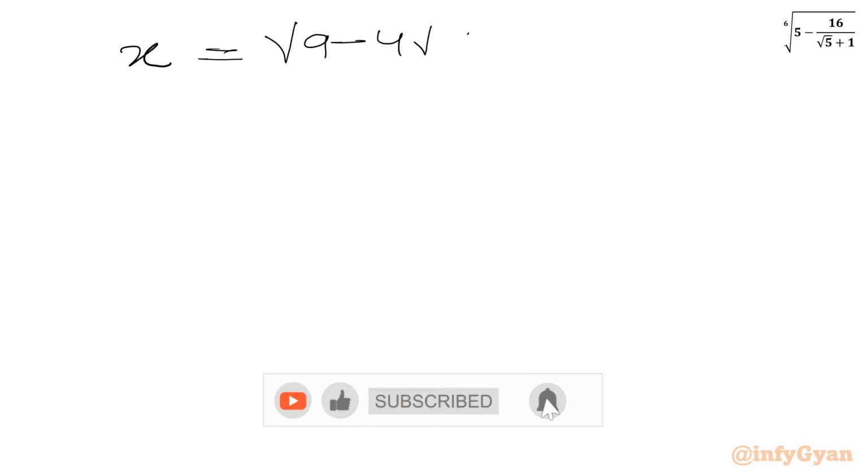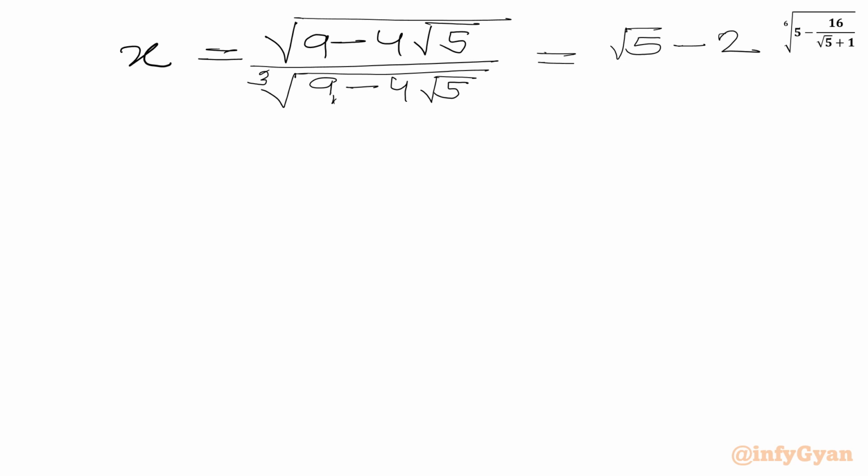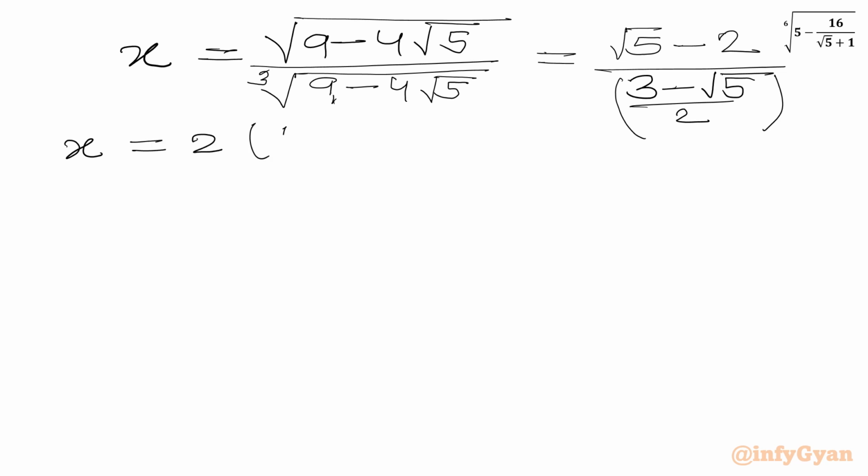Let's find x. So I will write x equal to square root 9 minus 4 root 5 over cube root 9 minus 4 root 5. Now I will write our numerator as root 5 minus 2, and the denominator we calculated, 3 minus square root 5 over 2. Now I can write x will be equal to 2 times square root 5 minus 2 over 3 minus square root 5.